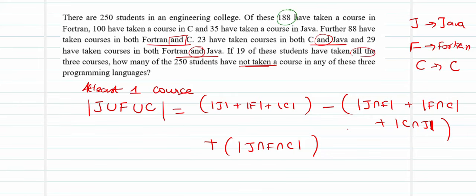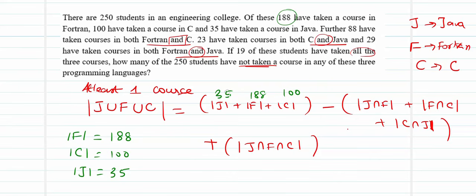188 have taken a course in Fortran, so F equals 188. 100 have taken a course in C, so C is going to be 100. 35 have taken a course in Java, so Java is 35.